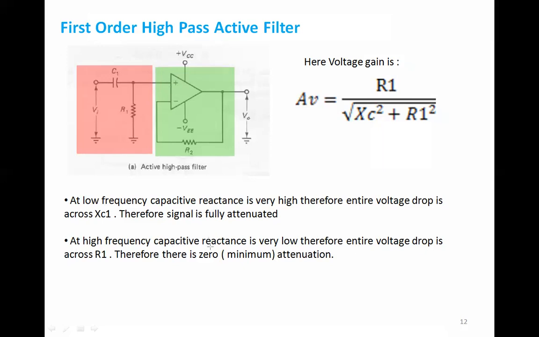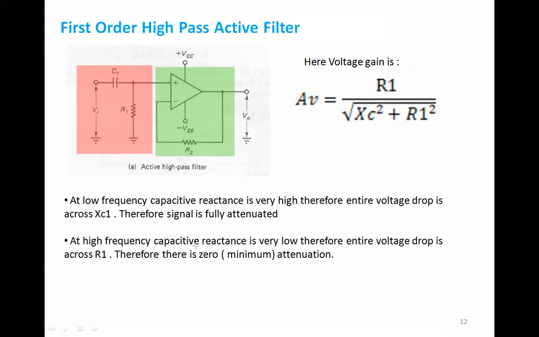Fine. At high frequency, the capacitive reactance is very low. Therefore, entire voltage drop is across R1. Therefore, zero or minimum attenuation. So at high frequency, now this is going to be a reverse in concept, right? Low frequency, capacitive reactance is high. That is fine. But what is happening when capacitive reactance is high? There is an attenuation happening. But in our previous case, in our low-pass filter, we saw that when the capacitive reactance is high, there used to be no loss, right?